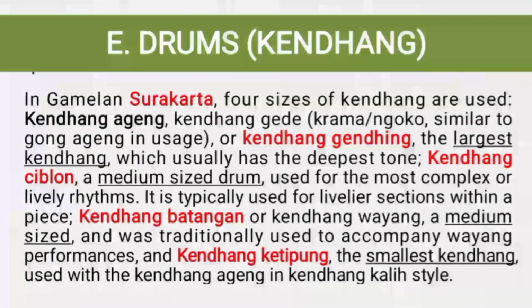Here, we have the gamelan Surakarta. Merong 4 na sizes. We have the kendang gending, kendang ciblon, kendang ketipung, and the kendang batangan. When we say kendang gending, it is the largest kendang. Kendang ciblon is a medium-sized drum. And the kendang batangan or kendang wayang is a medium size. The last one is the kendang ketipung, the smallest kendang.